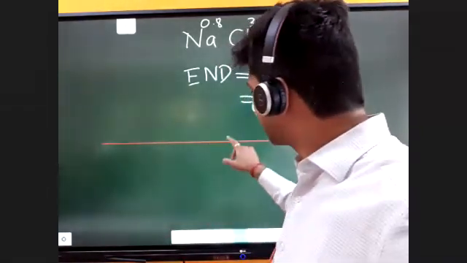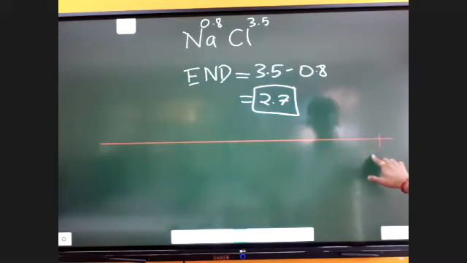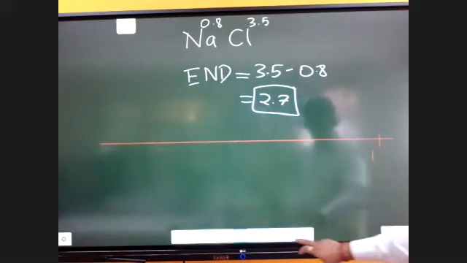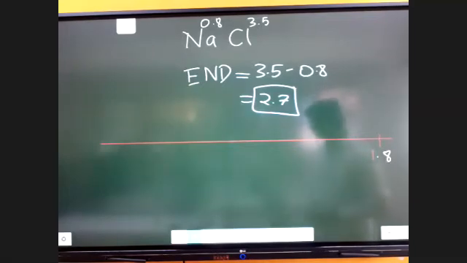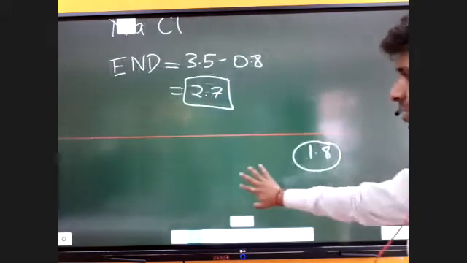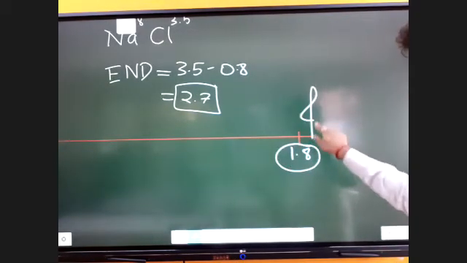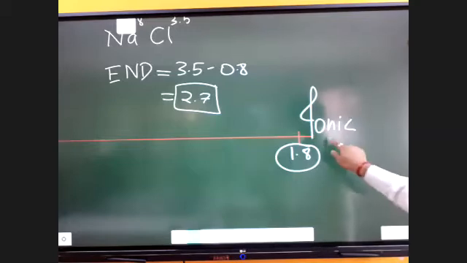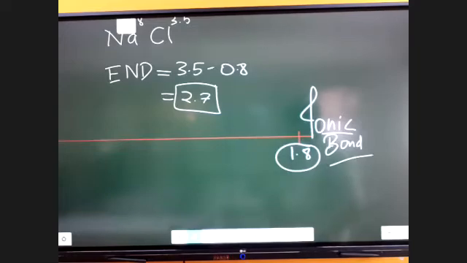So in END scale, ladies and gentlemen, if your END crosses 1.8, if it goes above 1.8, then the bond formed is ionic bond. Then the bond formed is what? Ionic bond.